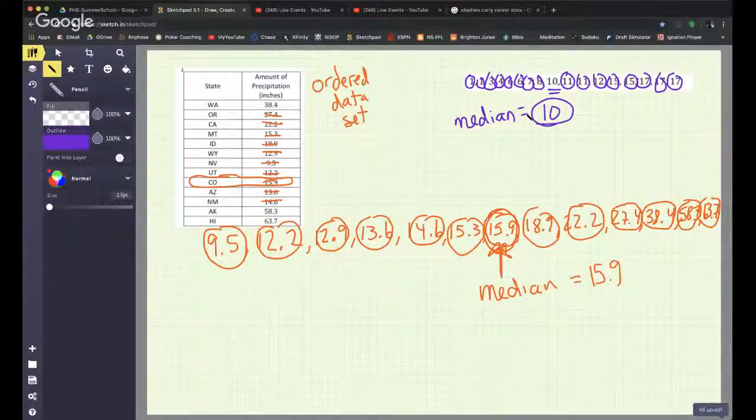Okay, so hopefully this helps you understand the concept of median. It's the middle number. You can find them from dot plots. You can also find them from data sets that are ordered or unordered. Remember, if they're unordered like this one, we have to put them in order first. And then we have our data sets.